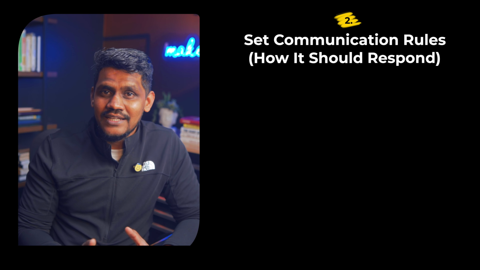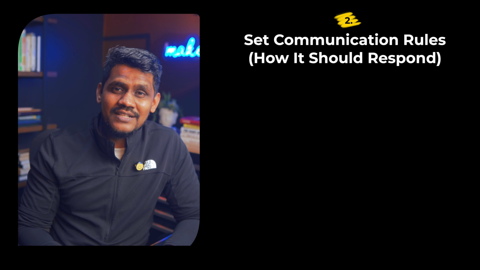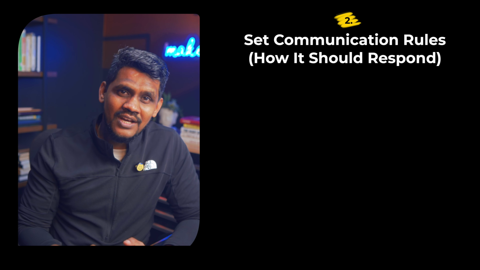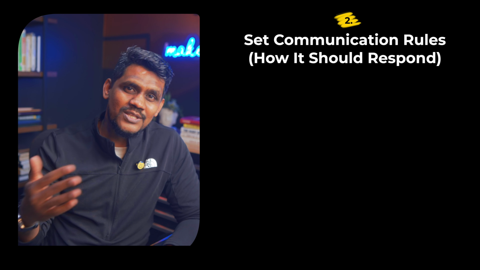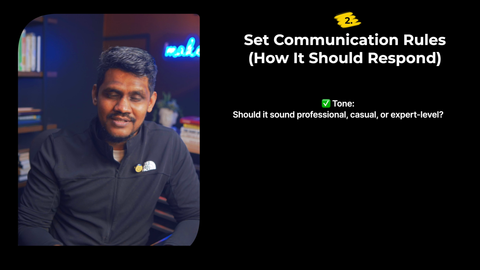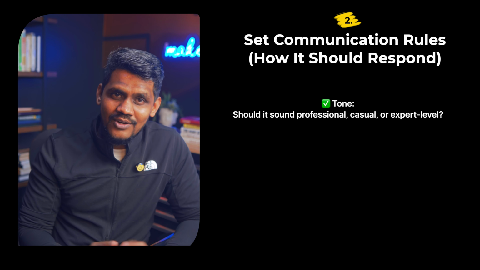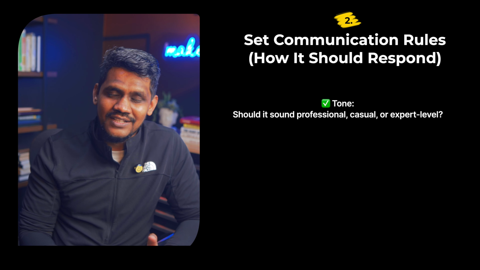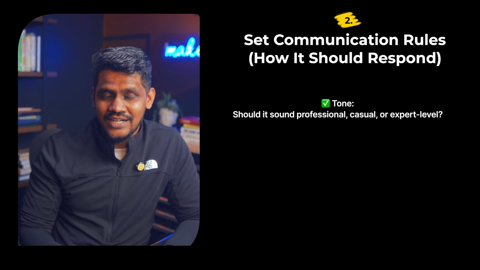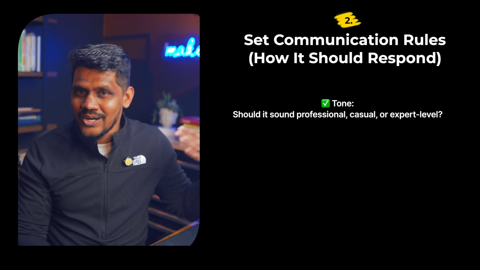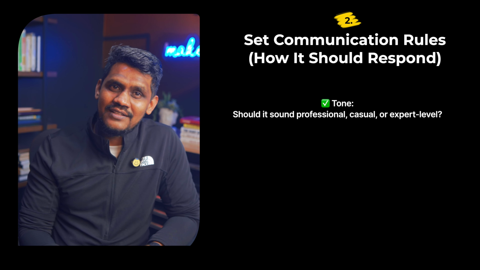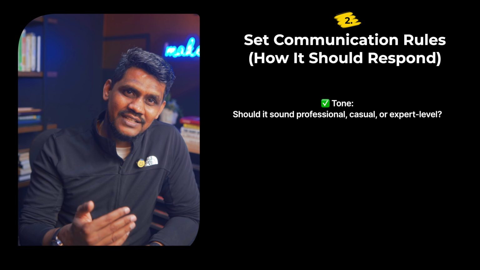The next one is a set of communication rules. Basically, you're telling it how to respond. You are training the agent on how you expect it to respond or communicate with the users who are going to use this agent. Firstly, we should always start with a tone. Should it sound professional, casual, or expert level? There are different kinds of use cases. A lot of times people say professional or casual, but they don't understand you have to give it the level of expertise it has to be.